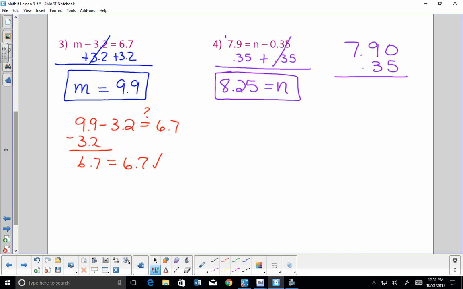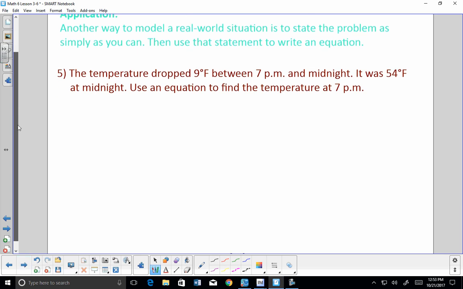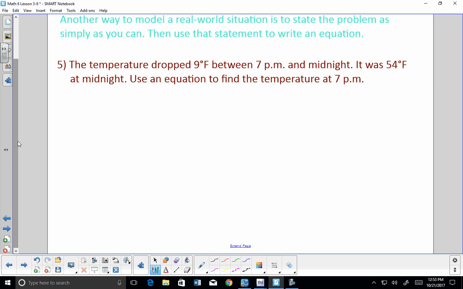Let's look at some word problems. Another way to model a real-world situation is to state the problem as simply as you can, and then use that statement to make your equation. For example, the temperature dropped 9 degrees Fahrenheit between 7 p.m. and midnight. It was 54 degrees Fahrenheit at midnight. Use an equation to find the temperature at 7 p.m.